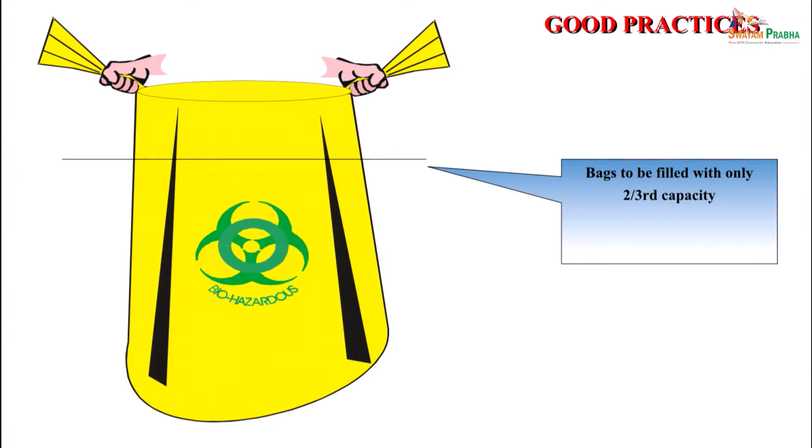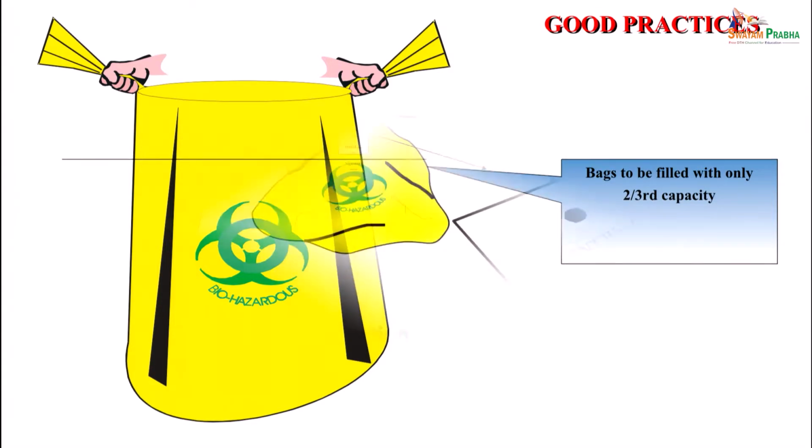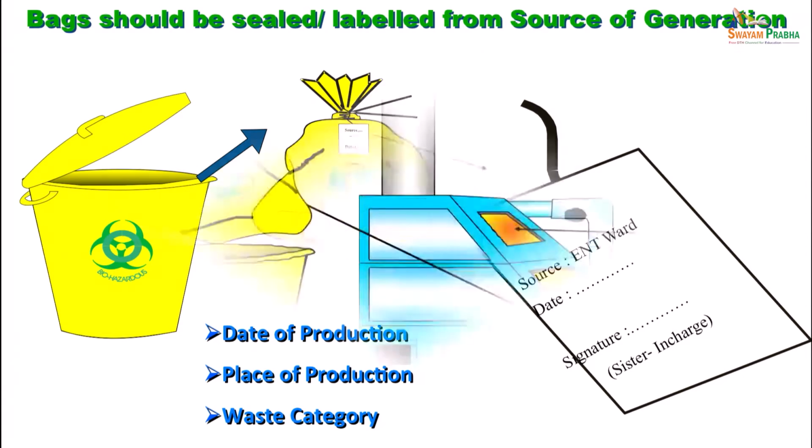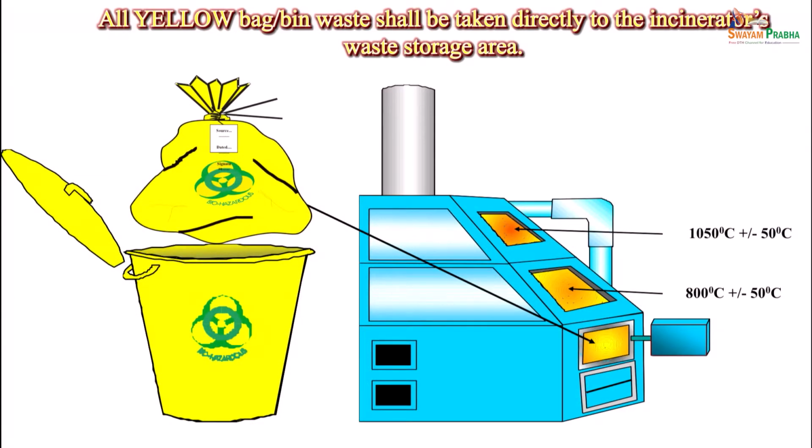And the bags, as far as the good practices are concerned, should be filled with only 2/3 of the capacity so that you can tie them from the top. You should put the date of production, waste category, and all the labeling on the bags, and all the yellow waste can be directly taken to the incinerator or waste storage.